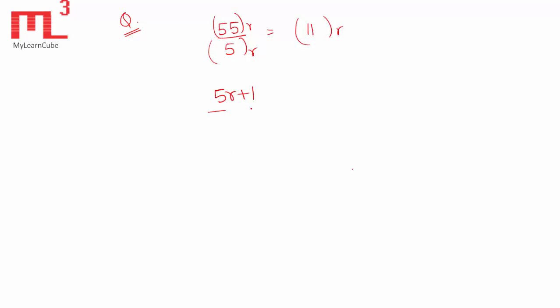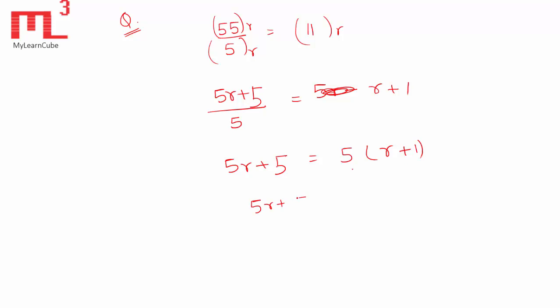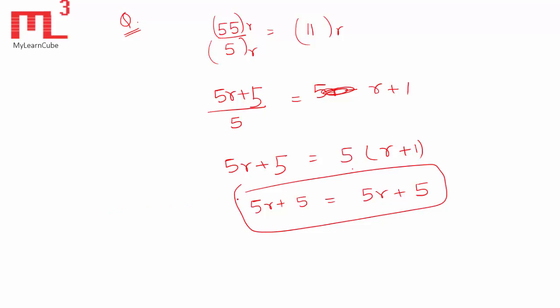Solving this, R plus 1, 5R plus 1 is equal to 5 into, okay, this is 5, this is 5. So 5R plus 5 is equal to 5R plus 5. Now, from this equation, you can say that for any value of R, this equation holds. For R is equal to 1 also, 2 also, 3 also, 4 also, 5 also, 6 also, any. For any base R, this equation holds true.